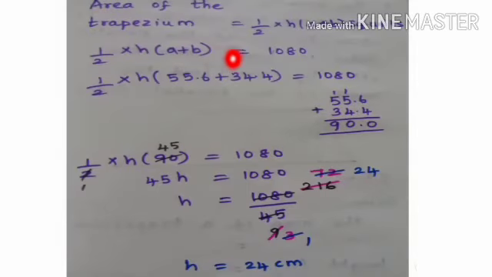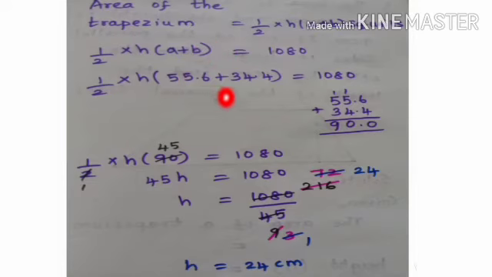Students, area of the trapezium is 1 by 2 into h into (a plus b) square units. In the next step, the area which is given in the problem is 1080. Now we have to substitute all the known values. Here the known values are a and b. So 1 by 2 into h into (55.6 plus 34.4) is equal to 1080. Here, by using the BIDMAS rule, we have to do the calculation within the bracket first.